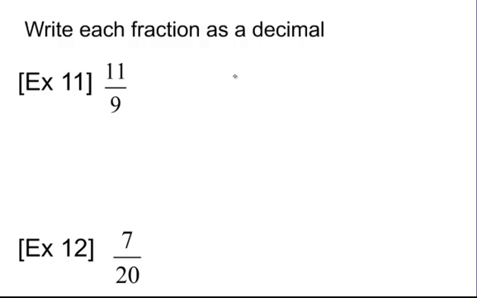Okay, welcome back. This is the same, remember, as 11 divided by 9, so we'll put 11 inside and 9 outside. 9 goes into 11 twice. 2 times 9 is 18. Twice. Sorry.